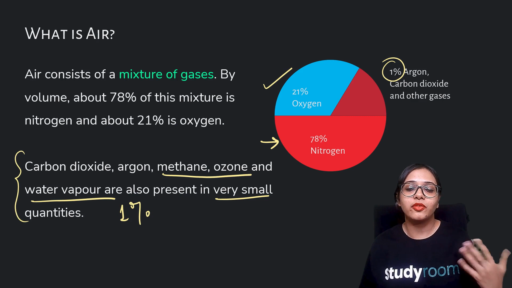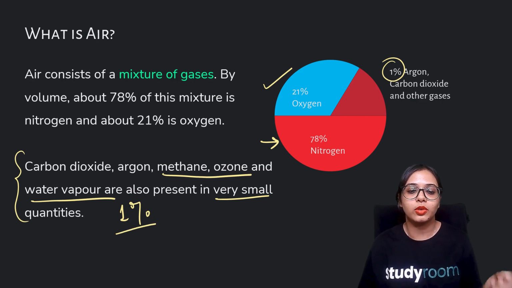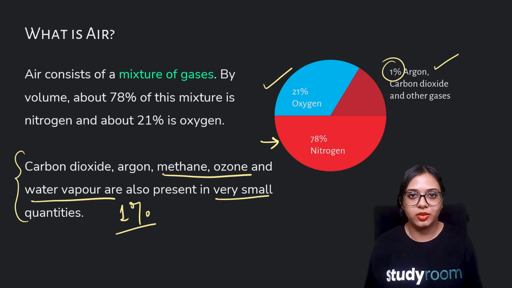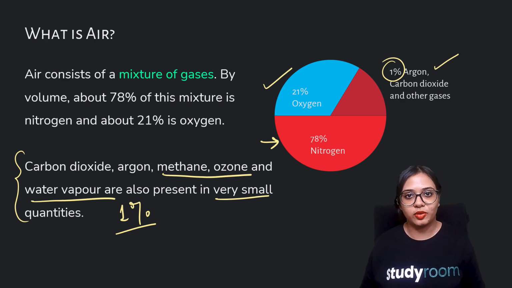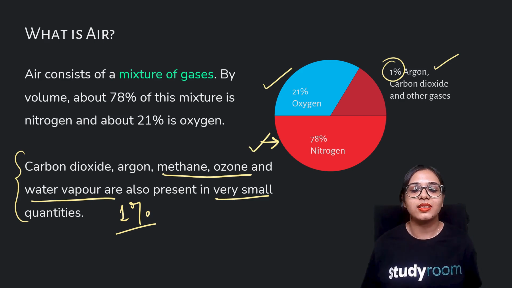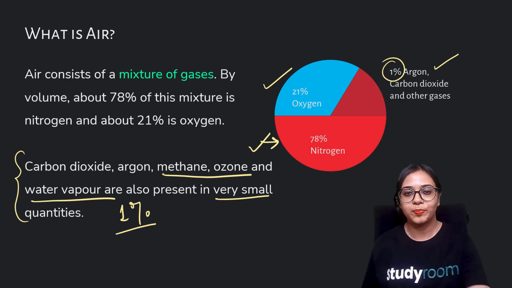Now, don't be confused by the lesser quantity of all these gases. They are present in the atmosphere at 1%, but an increase in the amount of these gases has been playing havoc on Earth. We'll be learning all about it. But for now, you know that air is a mixture of gases, and the gas that is present in the highest quantity is nitrogen, at 78%. Next to nitrogen, we have oxygen at 21%, and the rest 1% contains other gases such as argon, carbon dioxide, helium, etc.